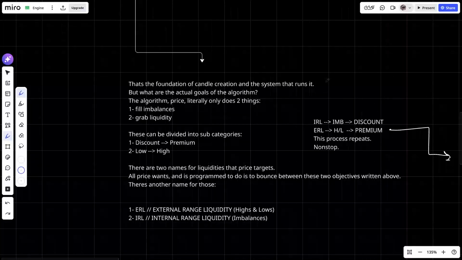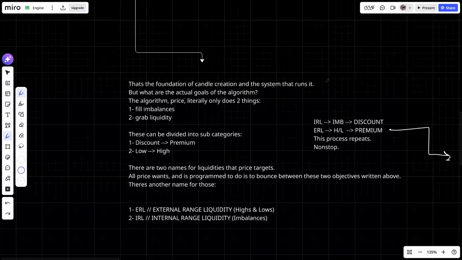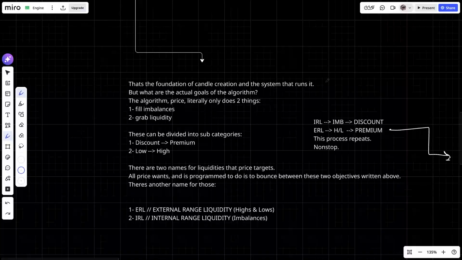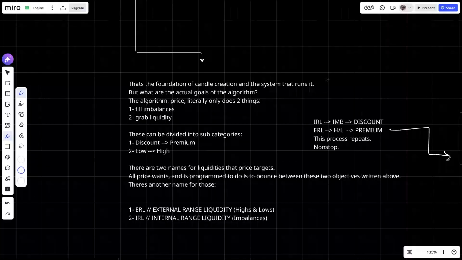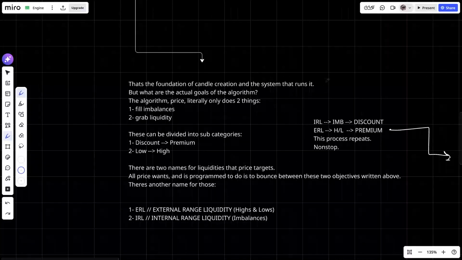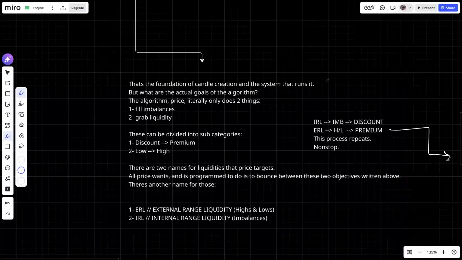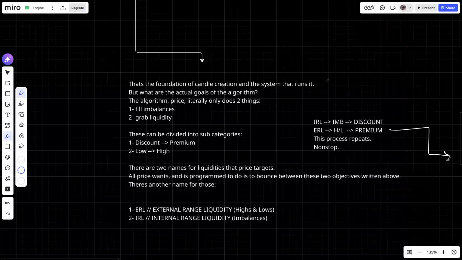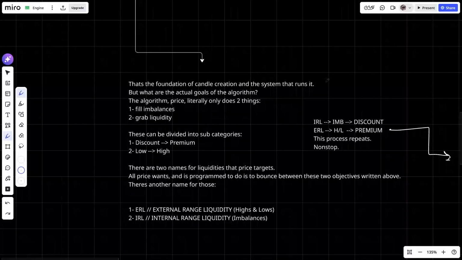But what are the actual goals of the algorithm? It's not just high, low, high, low, high, low, high, low. The algorithm, price, literally only does two things. One, it fills imbalances, and two, it grabs liquidity. These can be divided into subcategories. It goes from discount to premium, and it goes from low to high. There are two names for liquidities that price targets. All price wants, and is programmed to do, is the balance between these two objectives written above.